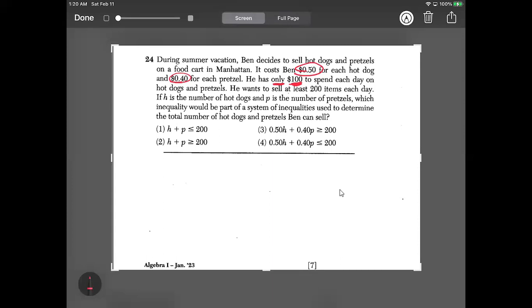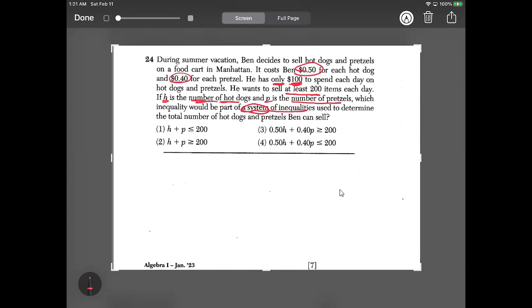And then he said he wants to sell at least 200 items each day. And it says if H represents the number of hot dogs and P represents the number of pretzels, which inequality would be part of the system of inequalities used to determine the total number of hot dogs and pretzels? Okay, couple keywords in here. It says we're going to have a system of inequalities. And basically all that means is that we're going to have more than one inequality.